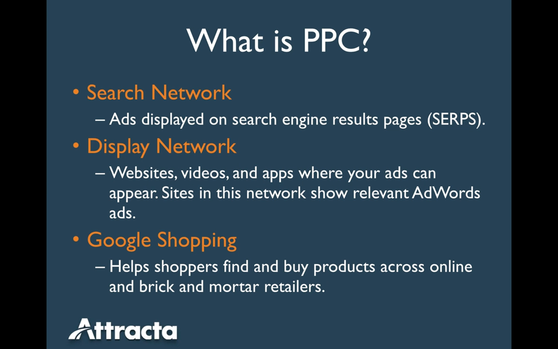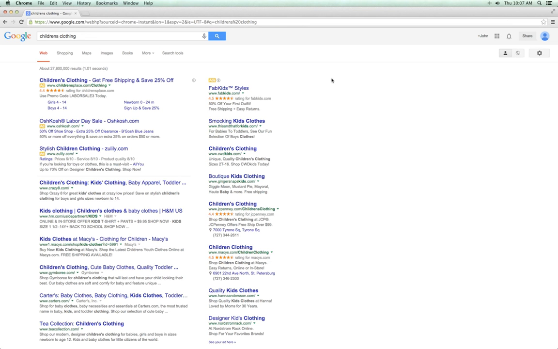Some different elements of PPC. You can have your ads displayed in a search network. This is when, if somebody makes a Google query, there's advertising space within the Google search page. Let me give you an example of that real quick. Here we have a search query for children's clothing.